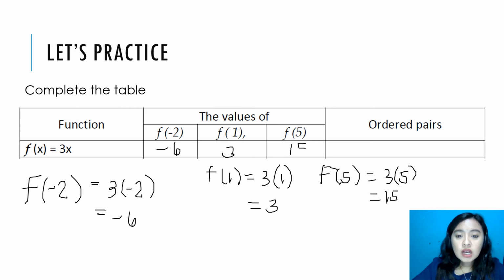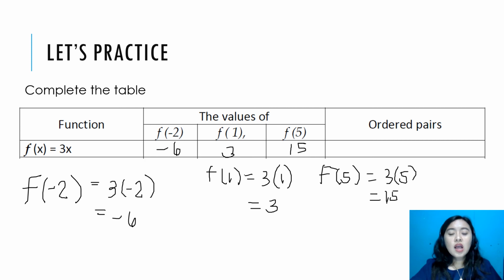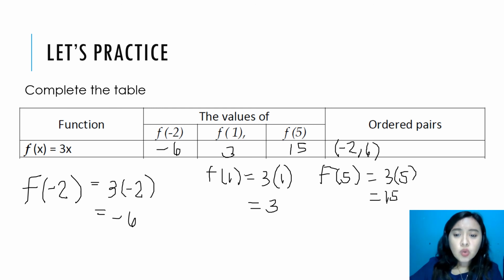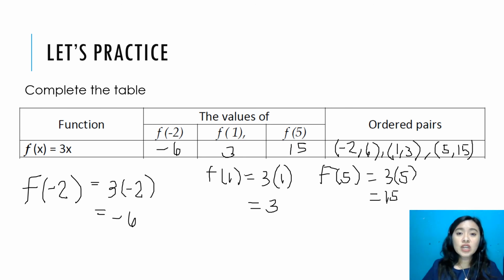Now, atong ihatag ang iyahang mga ordered pairs. So, unsa may ordered pairs na atong na come up with? The first ordered pair, we have negative 2, negative 6. Ang ikaduha na ordered pair, we have the value of x na 1, 3. And lastly, we have 5, 15. So, mao ni ang ato ang ordered pairs. So, that is our discussion for linear functions.